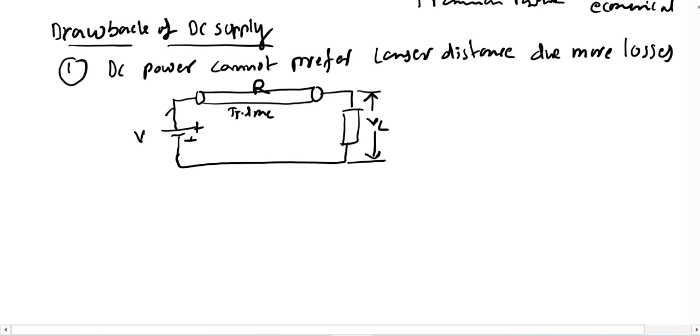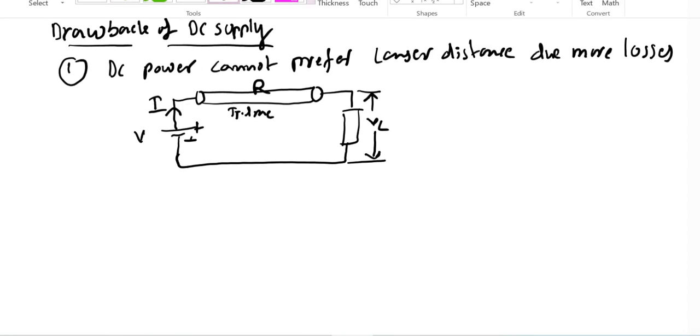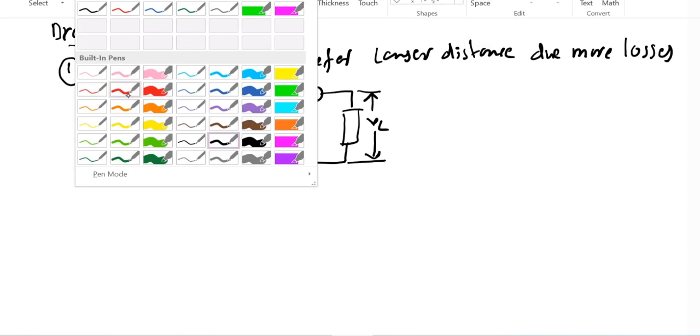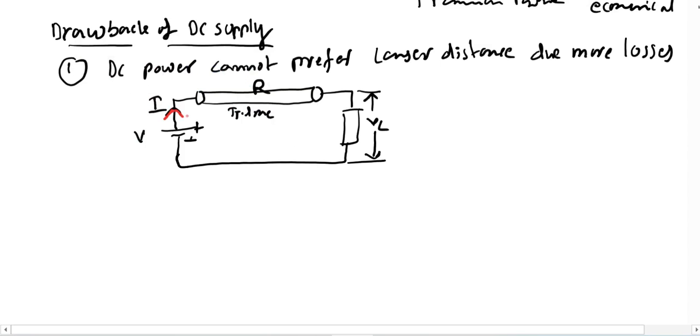Whenever DC current is flowing through this element, there is a drop here, that is I into R drop. As well as there is a power loss, which is called I square R loss. I square R loss can happen here.